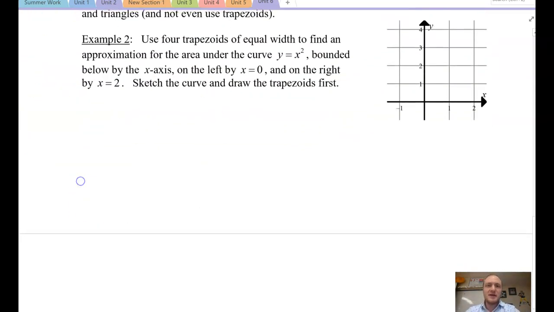Okay, so for example 2, it says use 4 trapezoids of equal width to find an approximation for the area under the curve of y equals x squared.